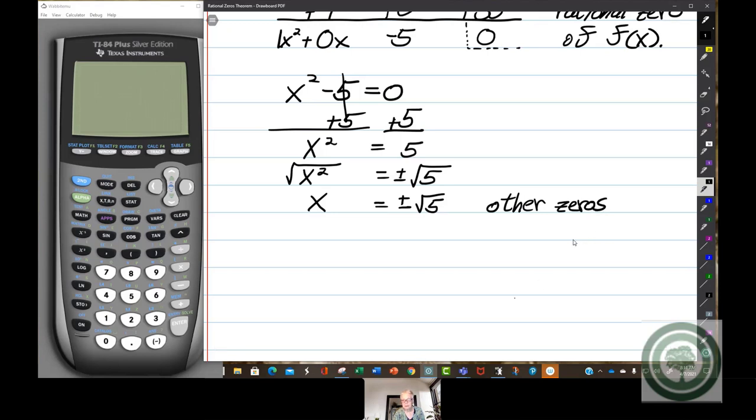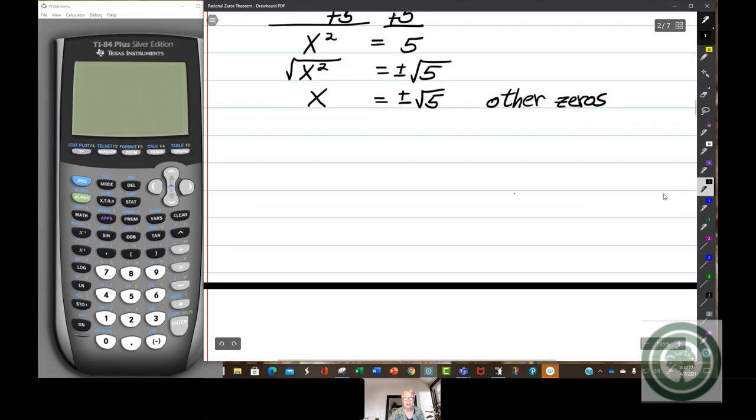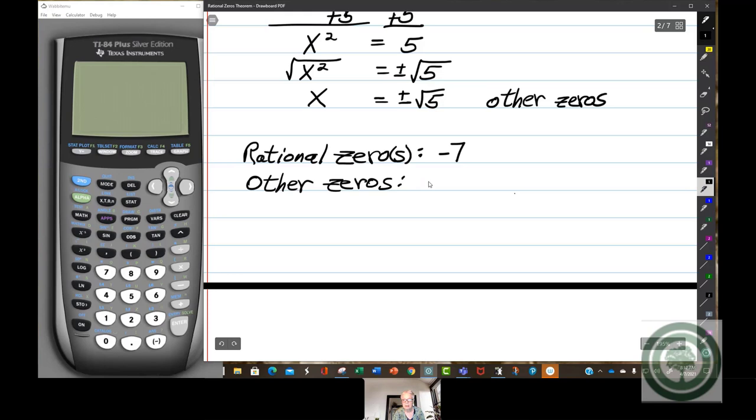So what are the zeros of our function? You're going to have answer boxes to fill in, and the rational zero(s) is negative 7. The other zeros are negative the square root of 5 and positive the square root of 5.